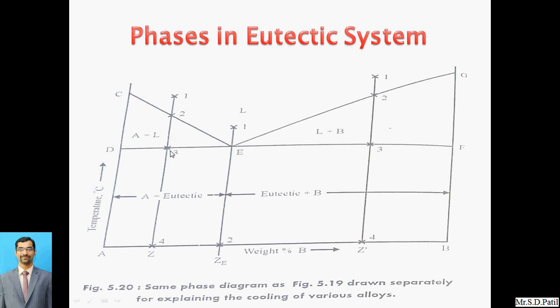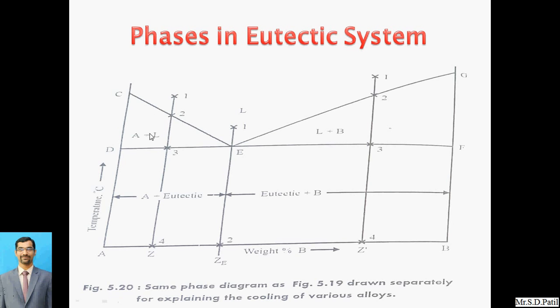So just below point 3, the amount of A and liquid can be found out. Whatever the point below 3, how can we find out the amount of liquid and the amount of A? That is by applying the lever rule.